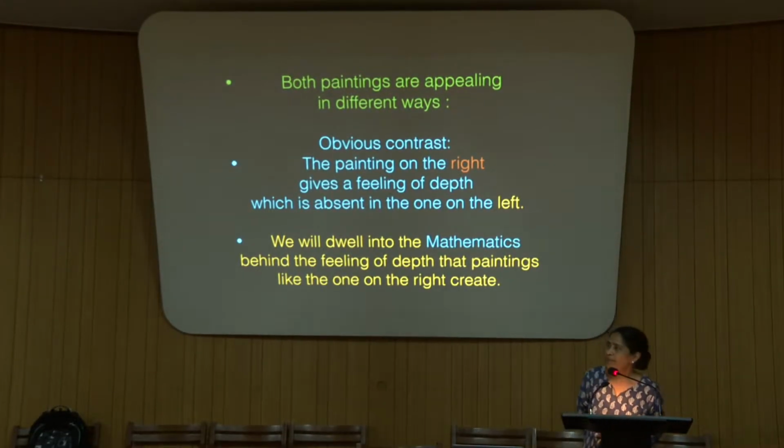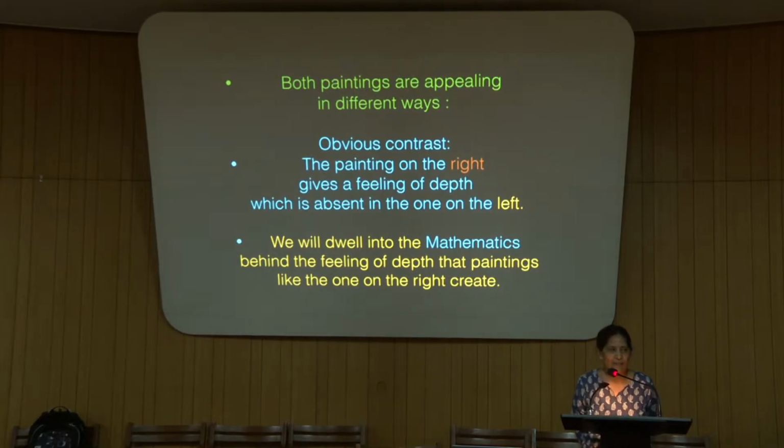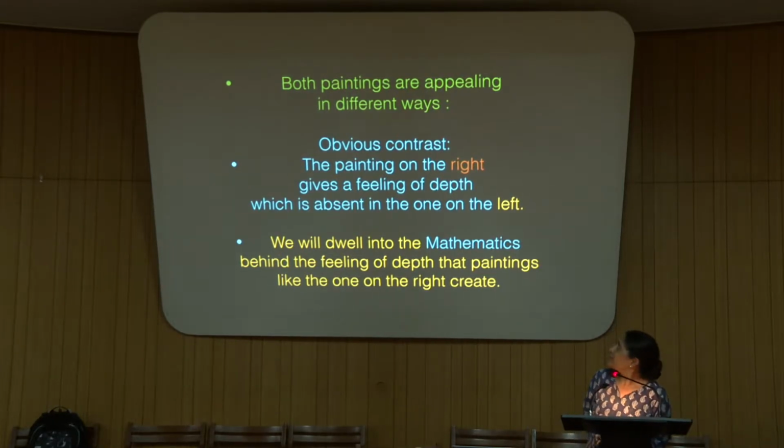So both paintings are appealing in different ways. In art especially, it's hard to say which is better and which is worse. Some things appeal to some people, other things appeal to other people. So we can't really say that this is better than that. But there is an obvious contrast between the two paintings as we discussed. The painting on the right gives a feeling of depth which is absent in the painting on the left. So we will dwell into the mathematics behind the feeling of depth that paintings like the one on the right create. Okay?